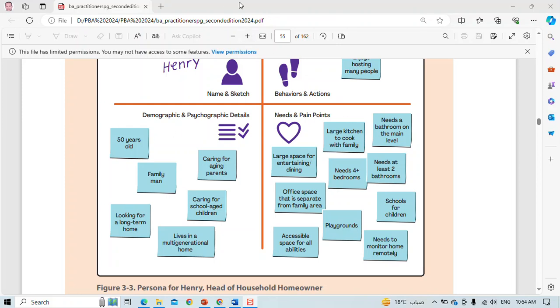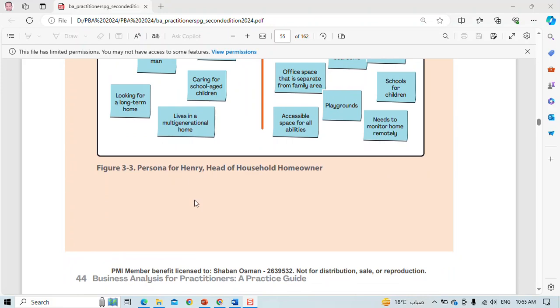What about needs and pain points? A large space for entertaining and dining, a large kitchen to cook with family, a bathroom on the main level, office space that is separate from the family area, at least 4 bedrooms, at least 2 bathrooms, a playground, accessible space for all abilities, a school for children, and the ability to monitor the home remotely. So this is an example of a persona for Henry, the head of household.